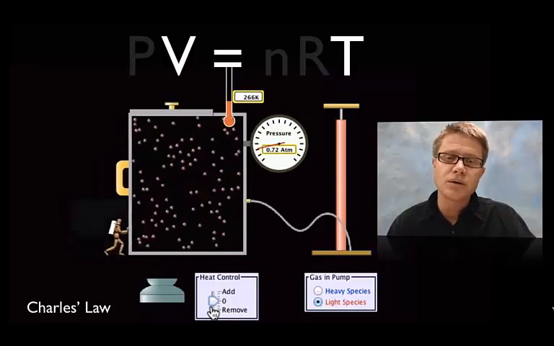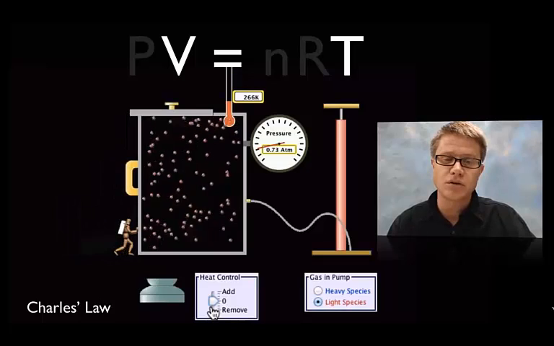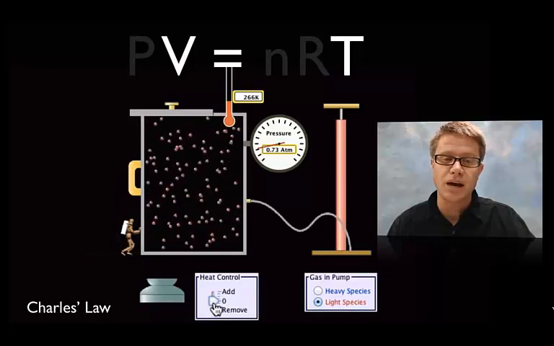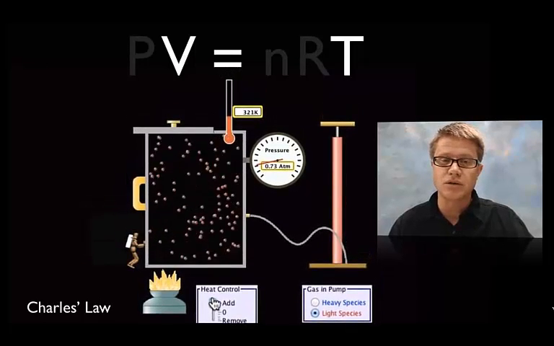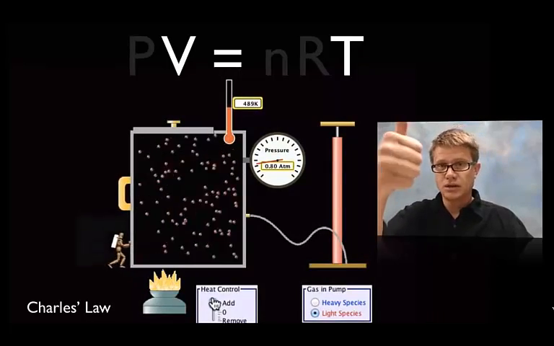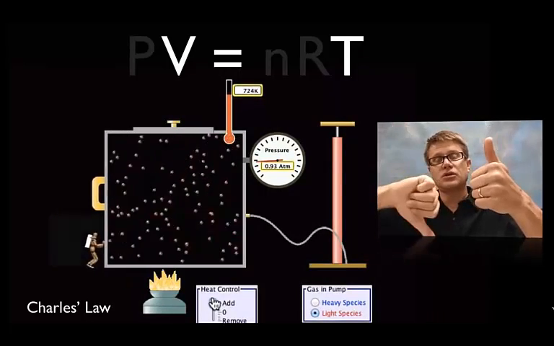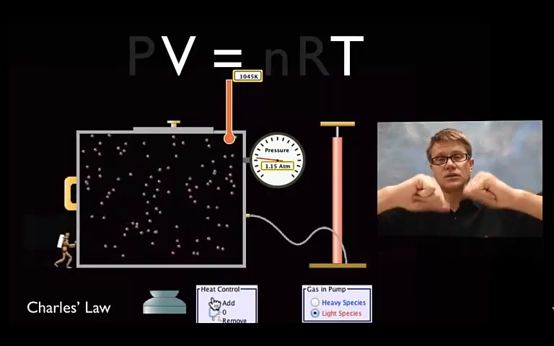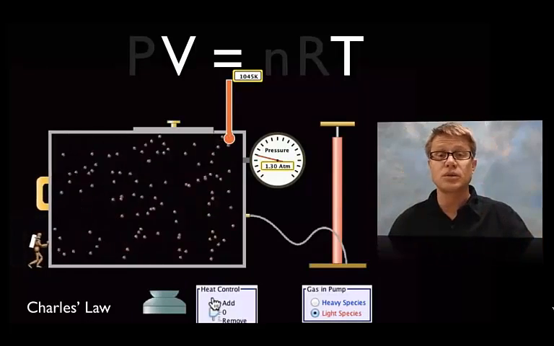Now let's lower the temperature. As we decrease the temperature, those molecules aren't moving as quickly, and what happens? Not pushing out as much, and so the volume's going to go down. So if we increase temperature, volume goes up. If we decrease temperature, volume's going to go down. And so there is a direct relationship between the two.